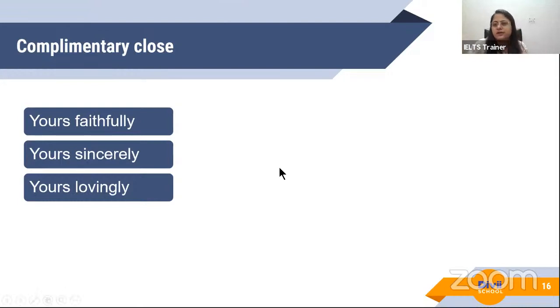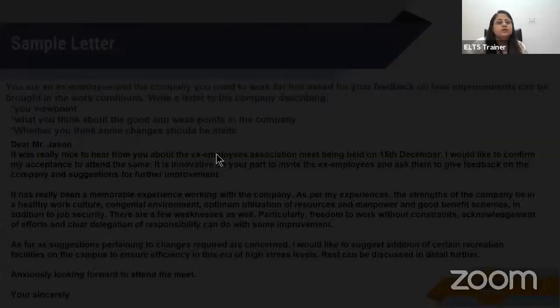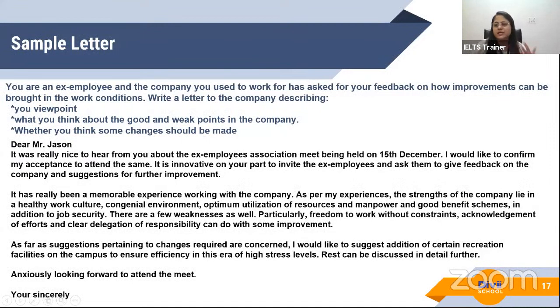I hope you have understood everything that has been discussed with you as part of the letter. So now I have one example for you, showing what the letter actually is and how letters are written. You have one sample in front of you. I will read it for you for a minute. Initially you have a question: you are an employee and the company you used to work for has asked for feedback on how improvements can be brought in the work conditions. So write a letter to the company describing your viewpoints, what you think about the good and weak points in the company, and whether you think some changes should be made.